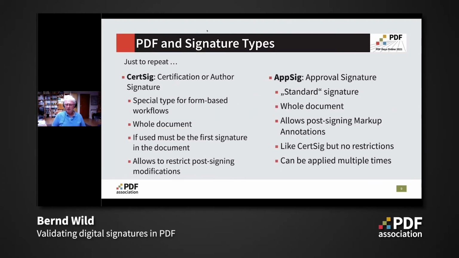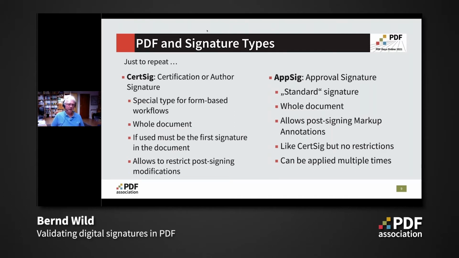Okay, just to summarize also from last year, there are two types of signatures we can deal with in PDF. One is the certification signature on the left side. The other is the application signature on the right side. The most common one is the application signature. There you can have more than one within a document, that means serial signatures and so on. While the certification signature, you can only have one per document.